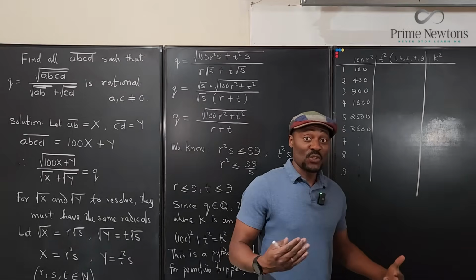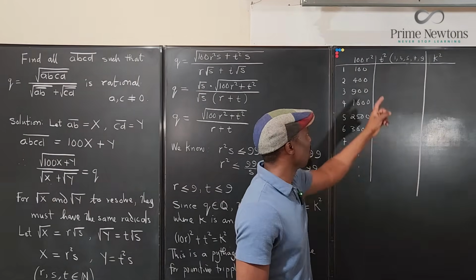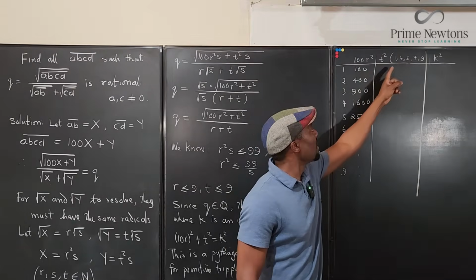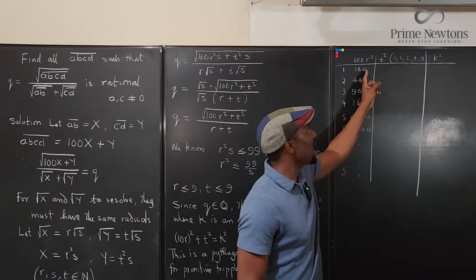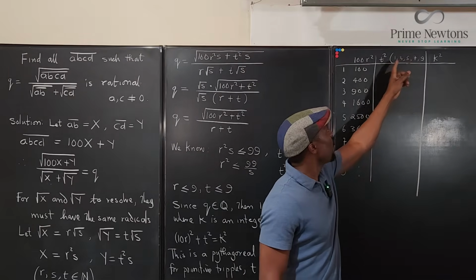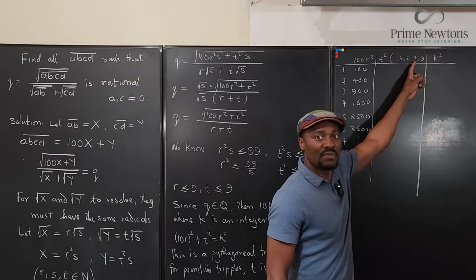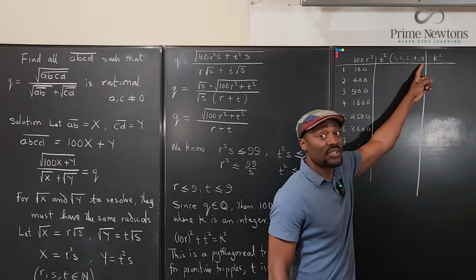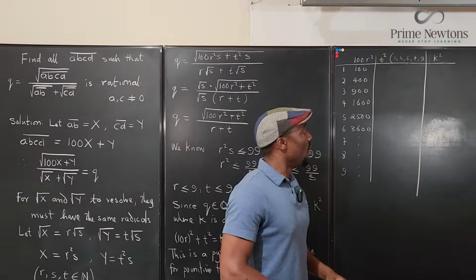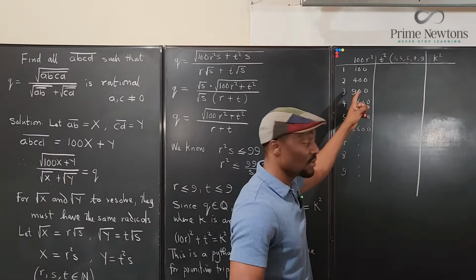So we now need to guess all the possible values of t that would make this a perfect square. So 1 squared would be 1. 101 is not a perfect square. 3 squared is 9. 109 is not a perfect square. Remember, we're adding. 125 is not a perfect square. 149 is not a perfect square. 181 is not a perfect square. So r is not 1, and we couldn't find any t. So no solution for the first one.